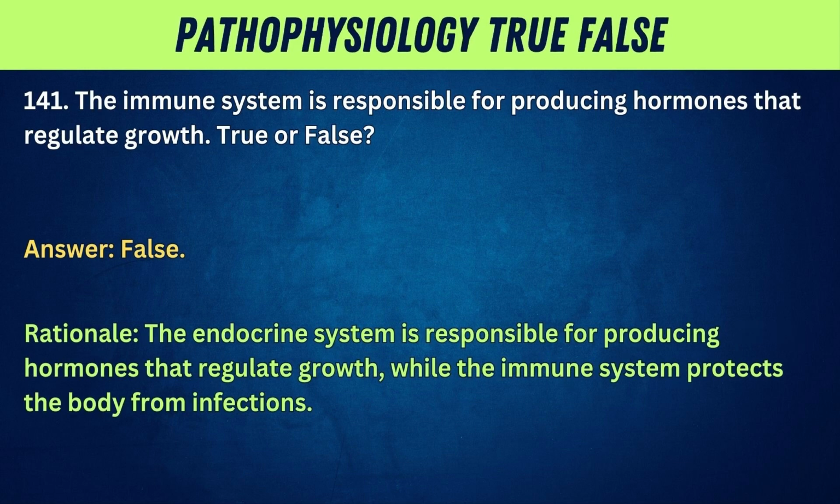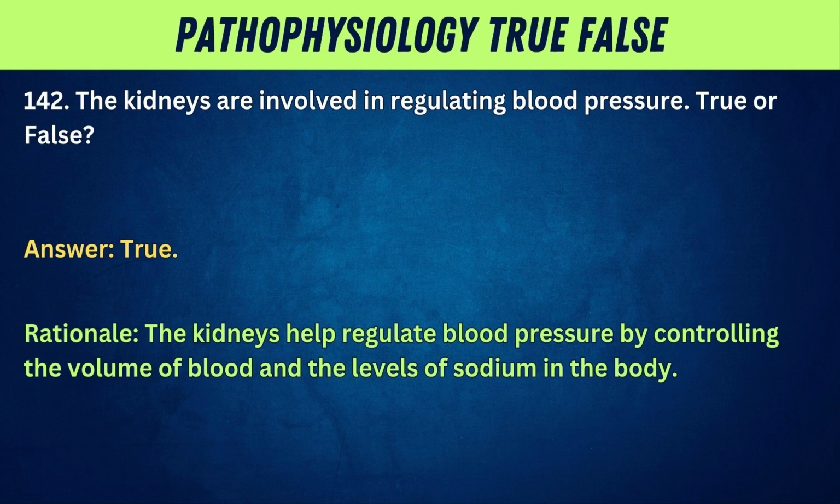141. The immune system is responsible for producing hormones that regulate growth. True or false? Answer: false. Rationale: the endocrine system is responsible for producing hormones that regulate growth, while the immune system protects the body from infections.